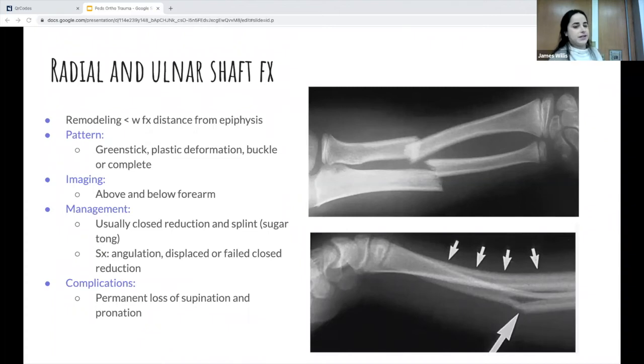For x-ray, you need to get an x-ray of the wrist and your elbow. Management, you can usually do closed reduction and a sugar tong splint because you don't want the patient to be able to do pronation and supination. But if you are unable to do the reduction, if it is displaced or super angulated, then this patient might need surgery. And the complication, of course, will be permanent loss of supination and pronation.